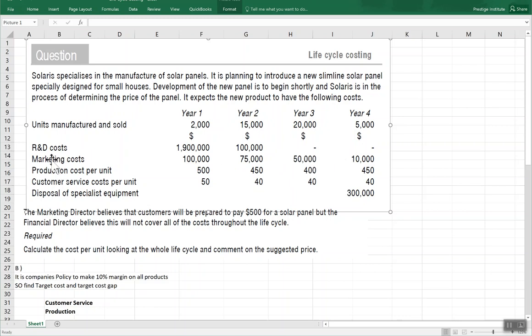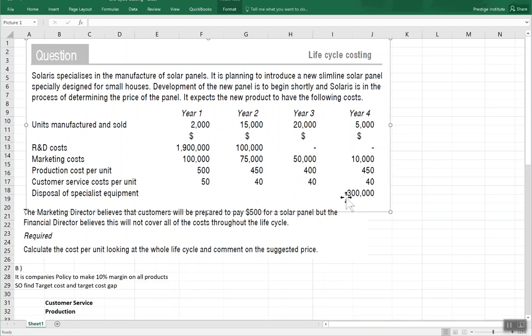And then we have product cost per unit. It is 500 in the first year. It becomes 450 in the second year and 400 in third year. See, because of economy of scale, when you're producing something in large quantity, usually the cost per unit reduces. We have customer service cost, 50 and 40, 40 and 40. Remember, these are costs per unit, and these are total costs.